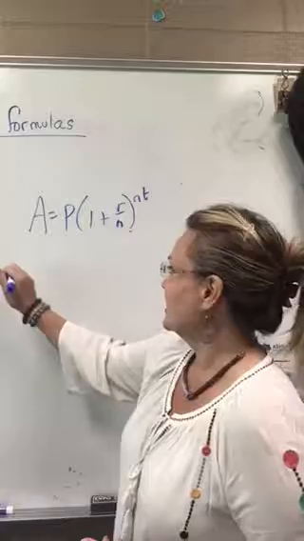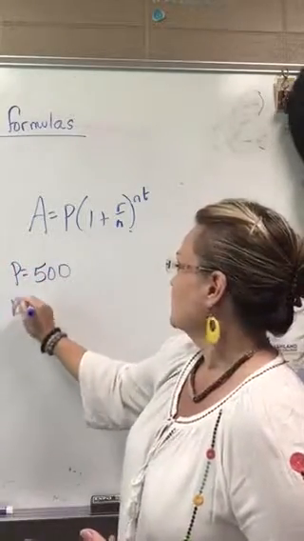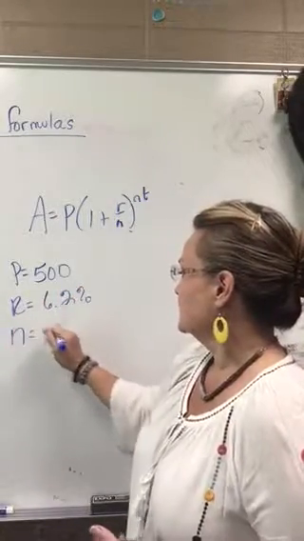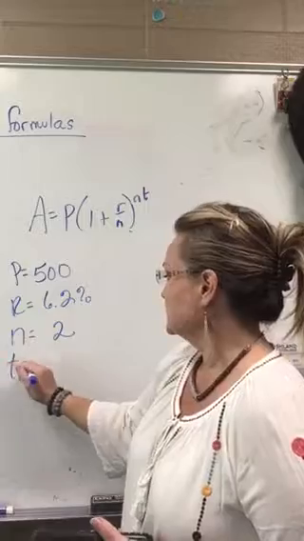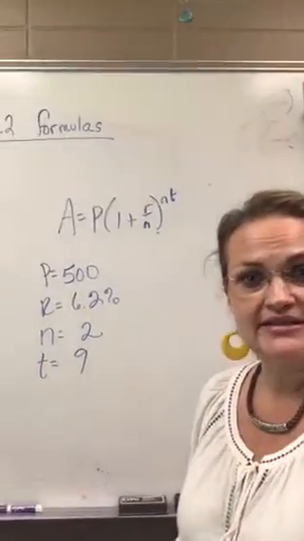So let's say we have P equals $500 and R equals 6.2%, N equals 2, and T equals 9. So I'll ask you to pause the video and try that example, please.